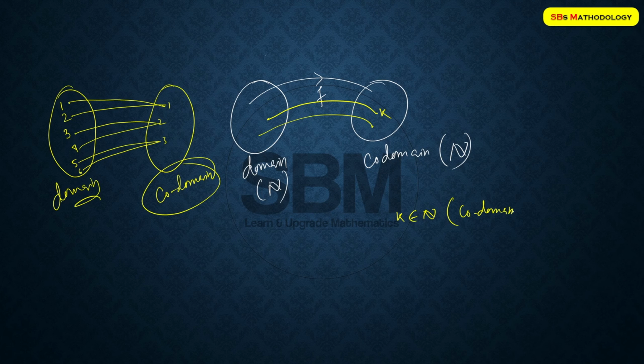Now if we take k in the codomain, k belongs to the natural numbers. As k is a natural number, definitely 2k also belongs to the natural numbers, because any natural number multiplied by 2 is also a natural number, so there is no doubt in this scenario. So 2k is also a natural number. Now we can consider that this 2k belongs to the domain, because the domain is also the natural numbers.